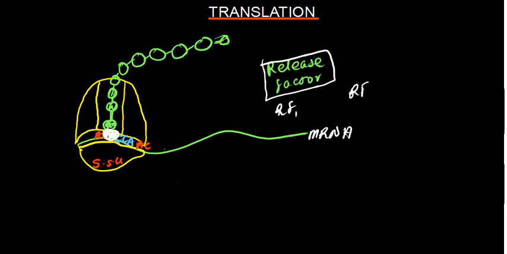At this point, the process of translation has come to an end because the growing polypeptide chain has been released. What will happen with this assemblage? What will happen now to this polypeptide chain as well as to the mRNA, the ribosomes, and everything? What will happen next after the process of translation has come to an end?